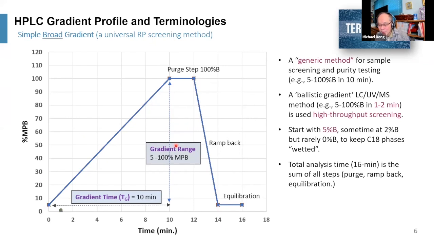Now, this is a very powerful method because with this single method, you can almost analyze everything in the world, right? Because most things have different solubility in water, right? Most components in the world. And this reverse phase gradient allows you to have one method that works on anything. So this is very close to a universal method.